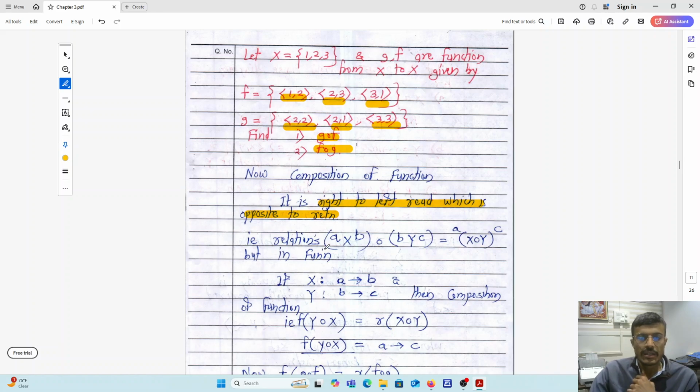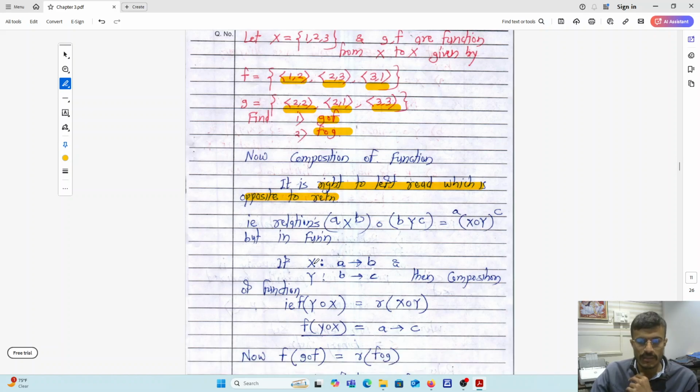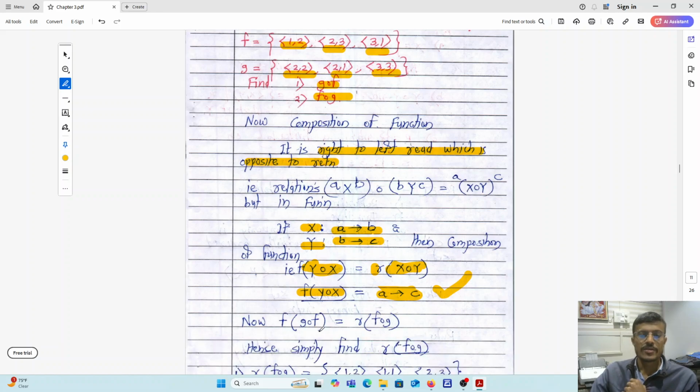Now, before going to relation, see here: X is one function which is mapping from A to B. Y is another function which is mapping from B to C. Then the composition of the functions is Y composition X. Keep in mind, Y composition X is the same as relation X composition Y, which gives you the function Y composition X, which is A to C. So now function g composition f is the same as relation f composition g.